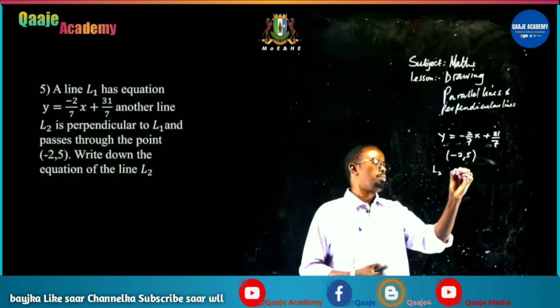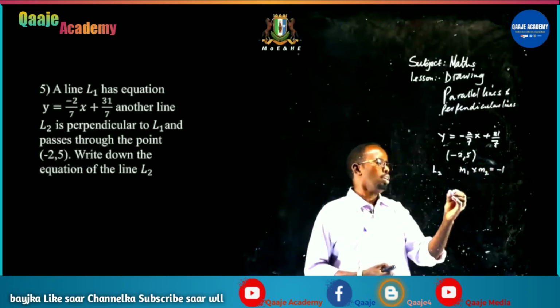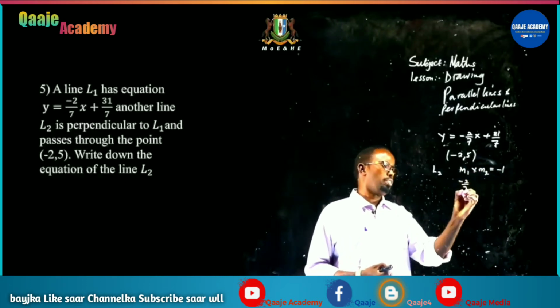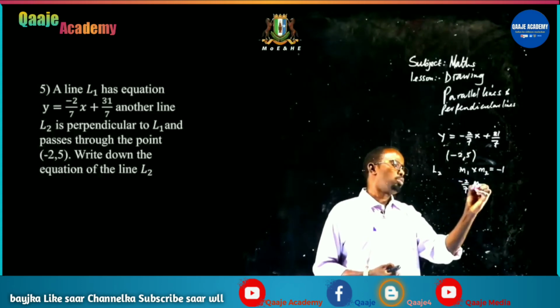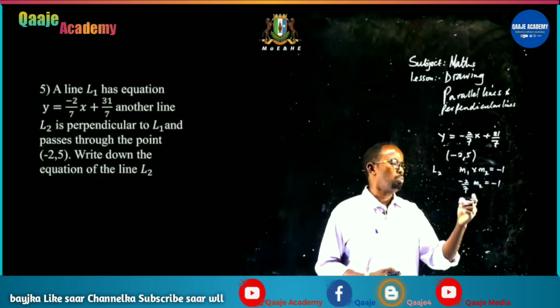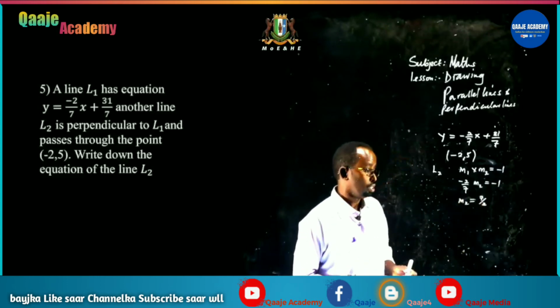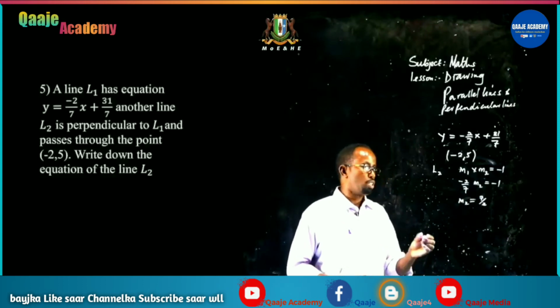Since we know that m1 multiplied by m2 is equal to negative 1, and m1 is minus 2 over 7, multiplied by m2 is equal to negative 1. Therefore, m2 will be equal to, you multiply both sides by 7, so this one becomes 7 over 2.